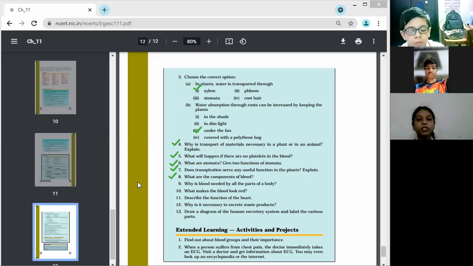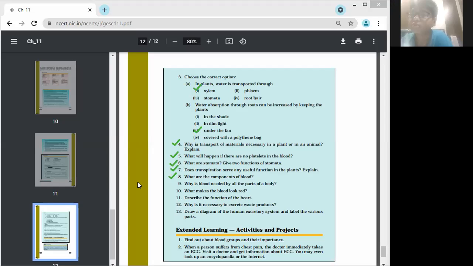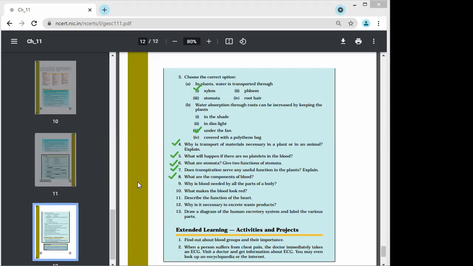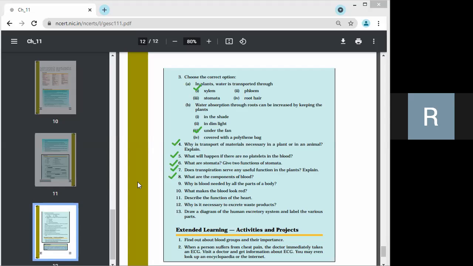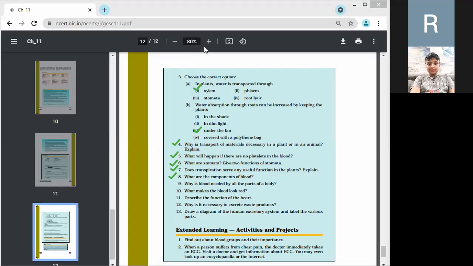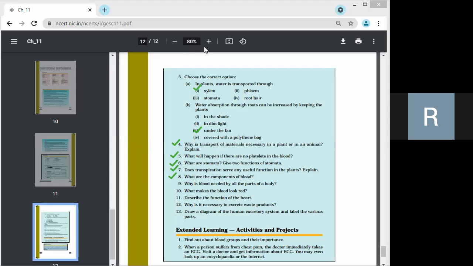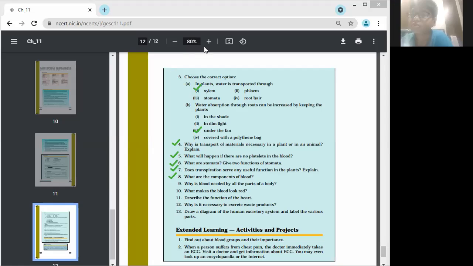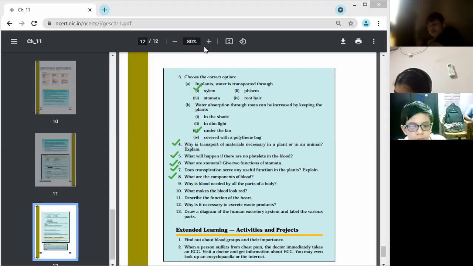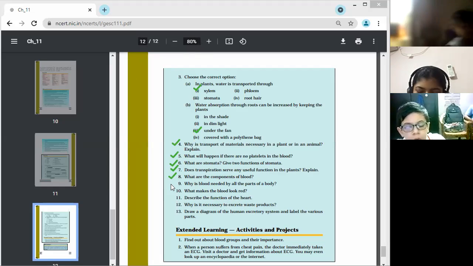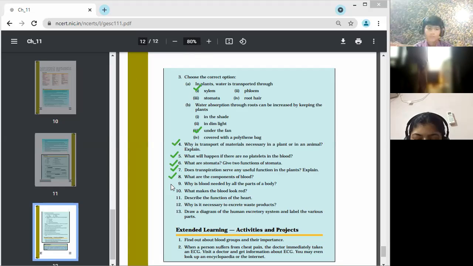Yes, ma'am. There are 4 components of blood. First, plasma. Second, red blood cells. Third, white blood cells. And fourth, platelets. Plasma is the liquid part of blood. It is yellowish in color and it contains 90% water. Red blood cells are disc shaped cells containing a red colored pigment called hemoglobin. White blood cells are the fighting cells. They kill the germs present in our body, and the platelets help in the clotting of blood, which is needed for an injury. Okay, so you have to write down the 3 components of the blood.